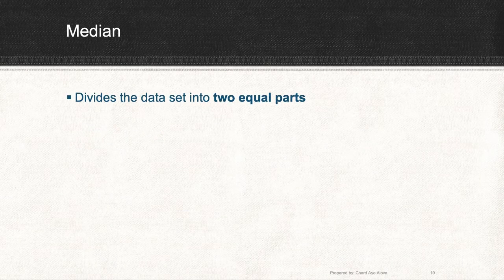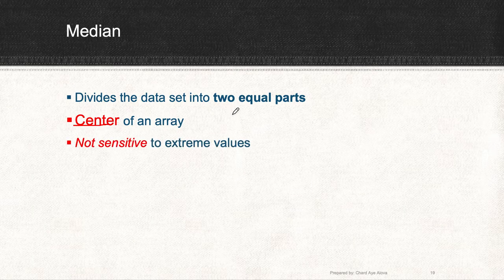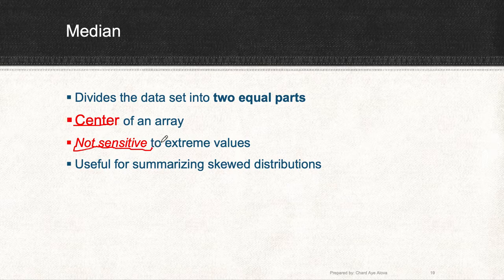So, the median divides the data set into two equal parts since it's the center of the array. Whenever you get that median, it will divide the data set into two equal parts. It is not sensitive to extreme values or to outliers. I'm gonna give you one example later and illustrate that. It's useful for summarizing skewed distributions.